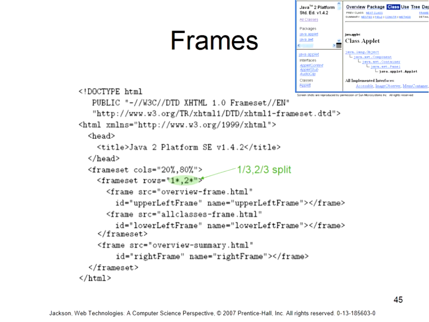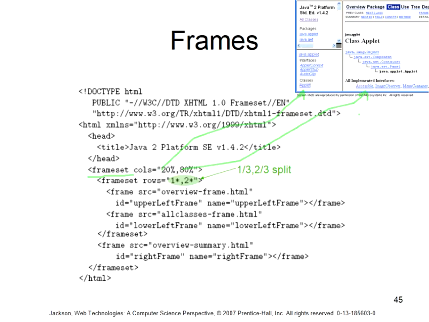We can also create frame. So frame is created using frameset. When I write frameset cols equal 20%, 80%, that means I will divide the area of the browser into two columns. The first is 20, the second is 80.